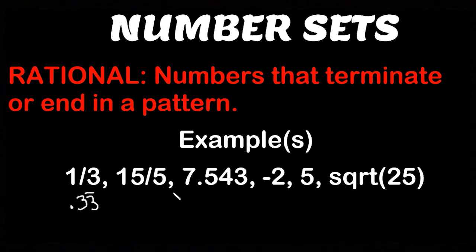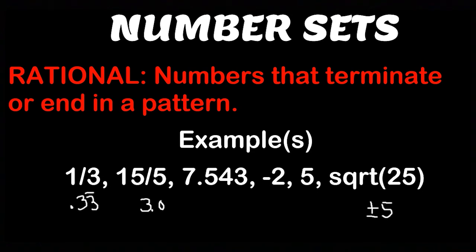15 over 5, what is that? Well, that gives you 3. That terminates. What is that really? That's 3.0. That terminates, that's going to be considered rational, right? Then you have this number here, 7.543, that terminates, it only goes to the thousands place. This right here would be considered rational. -2, same thing, that terminates, that's really negative 2.0, okay? Then you have 5, well that's 5.0, that also terminates, right? So considered rational. And then you have the square root of 25, which we know is plus or minus 5. And again, both of these numbers terminate. They're going to be 5.0 and -5.0. These are considered rational. Okay?